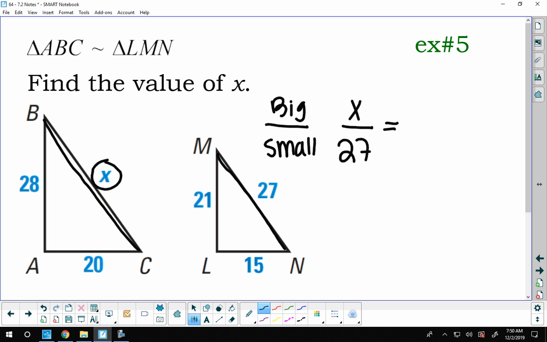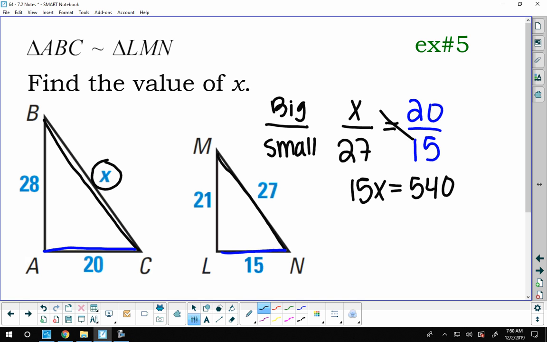I'm going to pick 20 in the big triangle. So 20 corresponds to 15 in the small triangle. So 15 times x, now we can cross multiply, is 15x. And 27 times 20 is 540. And then divide both sides by 15 to get x by itself, and we get x equals 36.